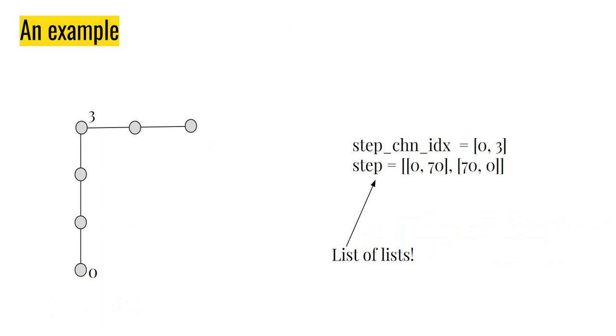Let's take an example of how this whole thing might look. Let's take this network as an example. So here I'm saying, okay, look, let the step change index be 0 and 3.